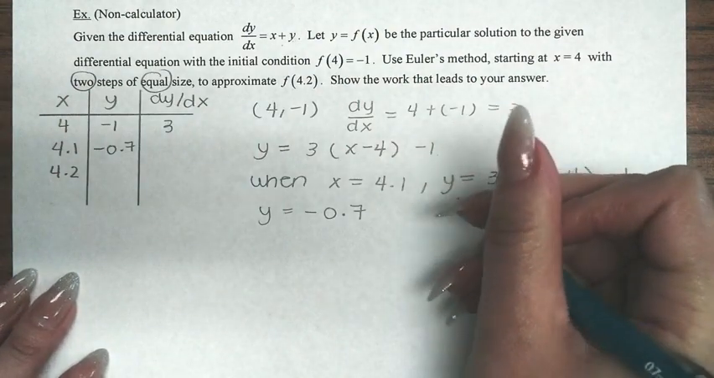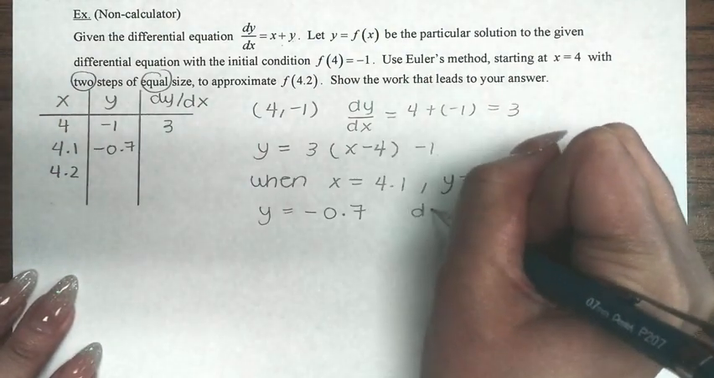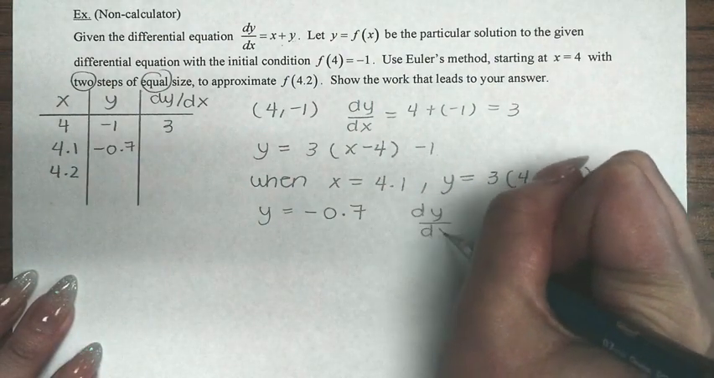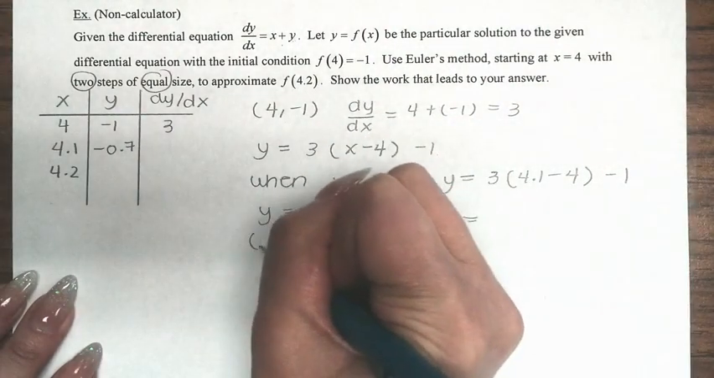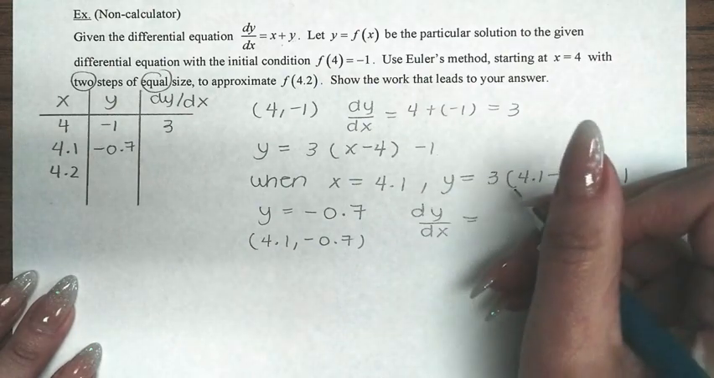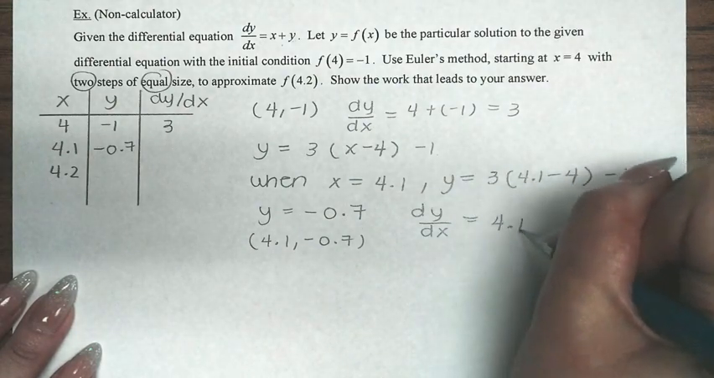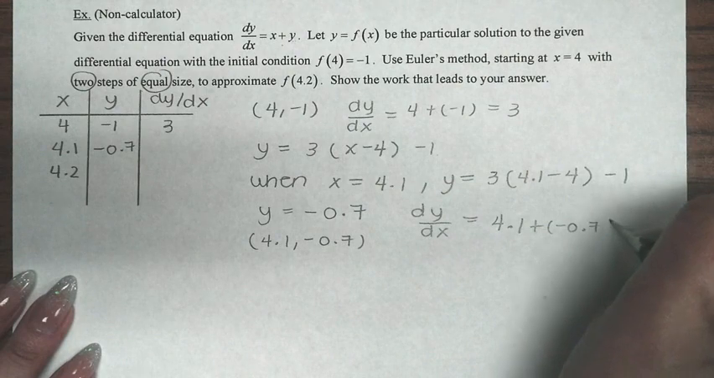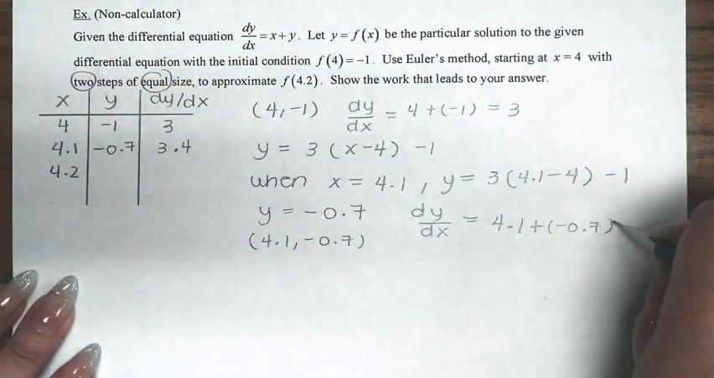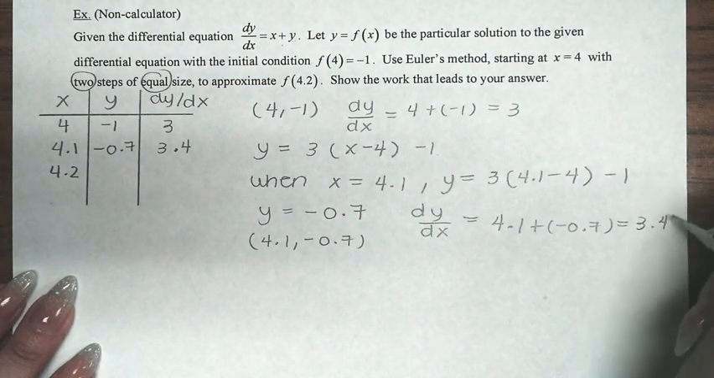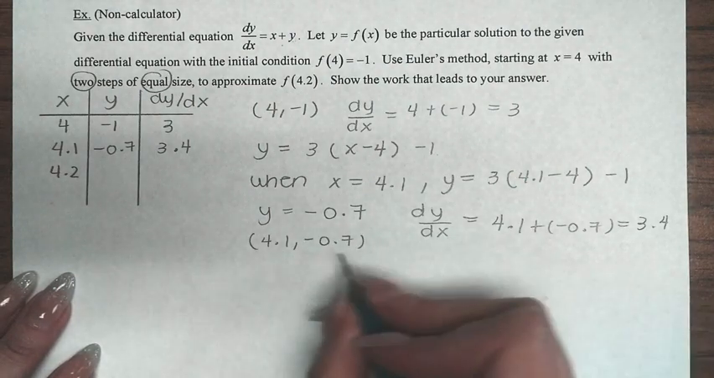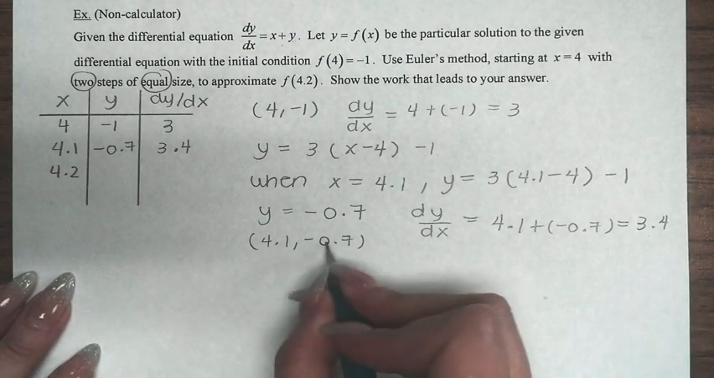At this point, which was 4.1, -0.7, our derivative would be 4.1 plus -0.7, so that's going to be 3.4. That's what we have here. Now I have my new slope and another point.